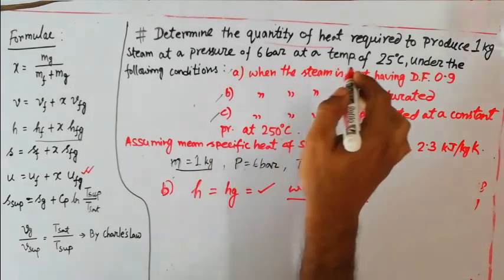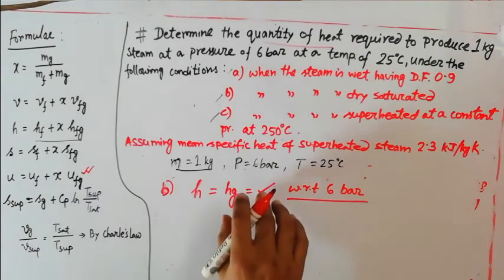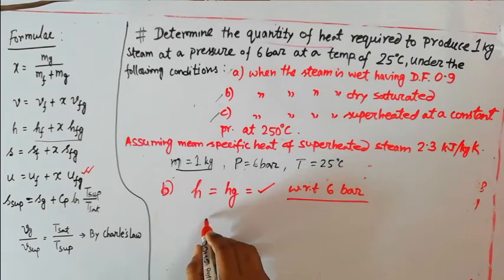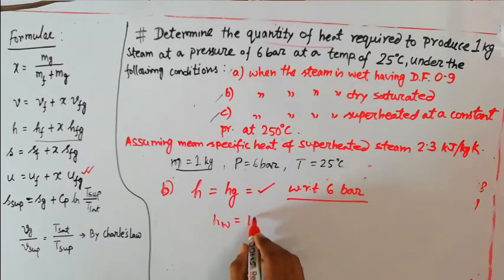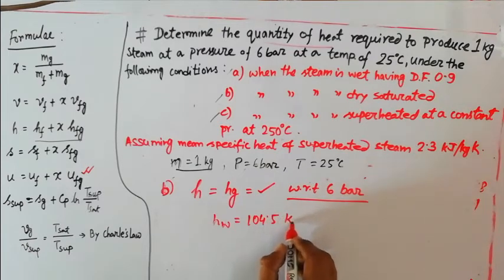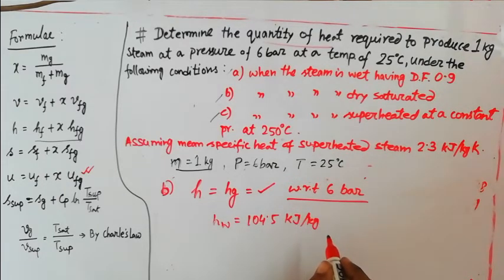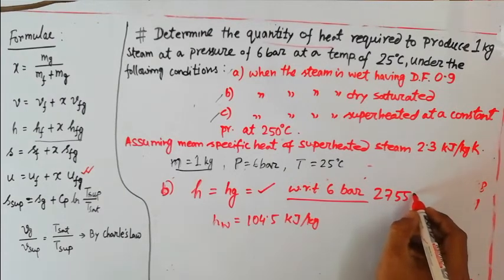Now the water is available at 25 degrees centigrade, and at 25 degrees centigrade the amount of heat stored in that water I have already found earlier in part A. I can write that as Hw, that is 104.5 kilojoule per kg. So now from here up to here, the Hg value with respect to 6 bar from the steam table is coming 2755.7.